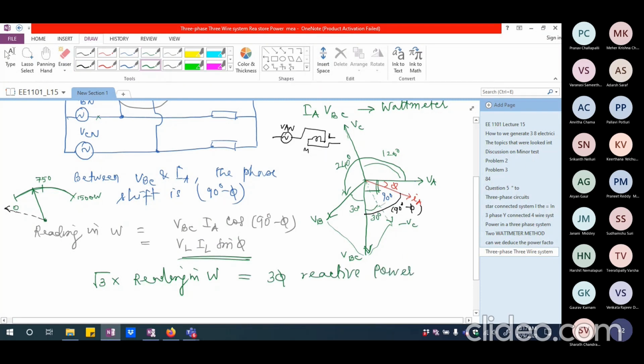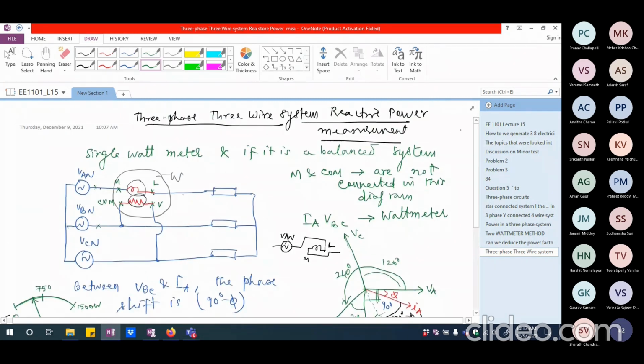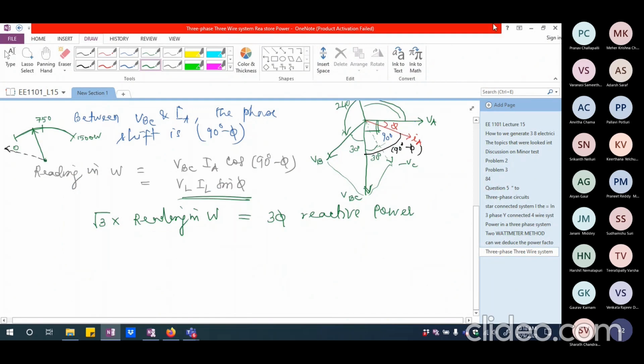So the three-phase reactive power you will be able to get just with one single wattmeter, provided it is a balanced system. Only if it is a balanced system, we will be able to get the reactive power measured correctly by using only one single wattmeter, provided I connect the current coil in one phase and the potential coil across the other two phases. Okay, so this is essentially about the three-phase system.